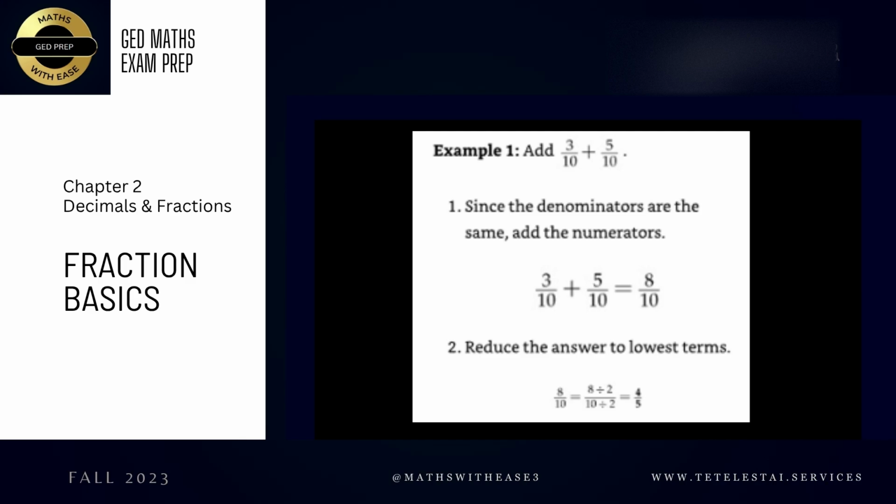And so since the denominator is the same, you can start by writing down your denominator, which is 10, and then you simply add 3 and 5, and you have 8. And so your answer is 8/10, but we're not done because this can be reduced further.